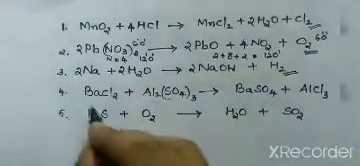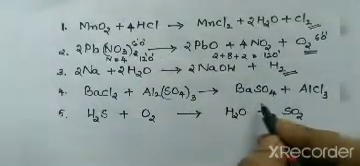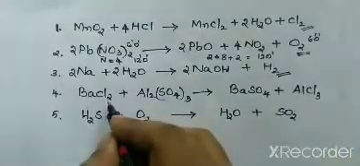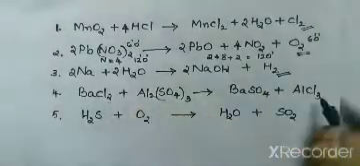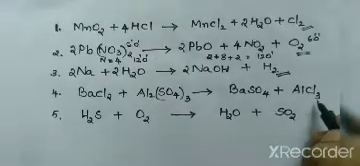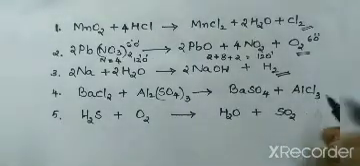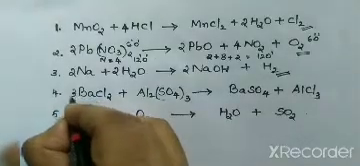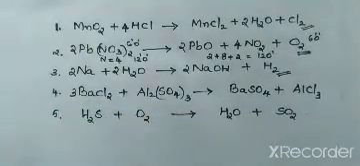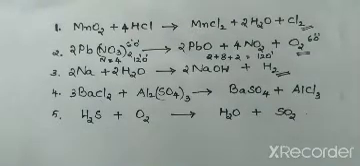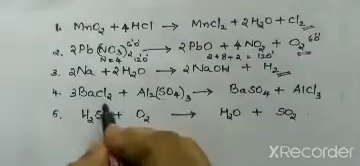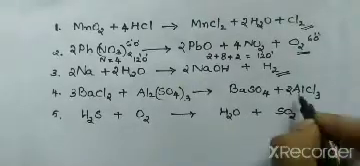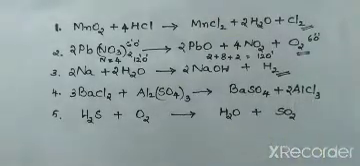Consider the next one. Barium chloride plus aluminum sulfate gives barium sulfate plus aluminum chloride. You can start with chlorine. 2 atoms and here 3 atoms. You can make it 6. To get 6 atoms of chlorine, you need to put here 3. That gives you 3 atoms of chlorine. 3 atoms of chlorine into 2, that is 6 atoms of chlorine. Here you have 3. So you need to put here 2. So 2 into 3, that gives you 6 atoms.